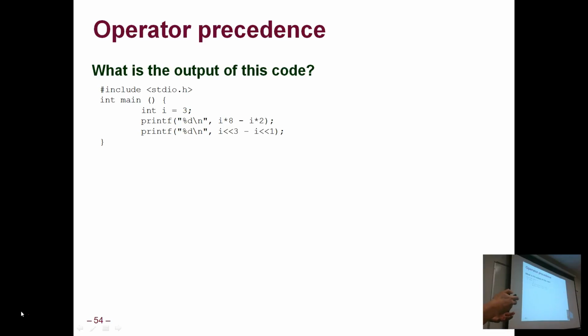All right. The last example I want to leave you with is operator precedence. So what is the output of this code? I have i is 3, and I have a printf on the first one, 8 times i minus 2 times i. And then on the second one, I have i shifted left by 3, which is the same as i times 8, minus i shifted left by 1, which is i times 2. What do you think that should be?